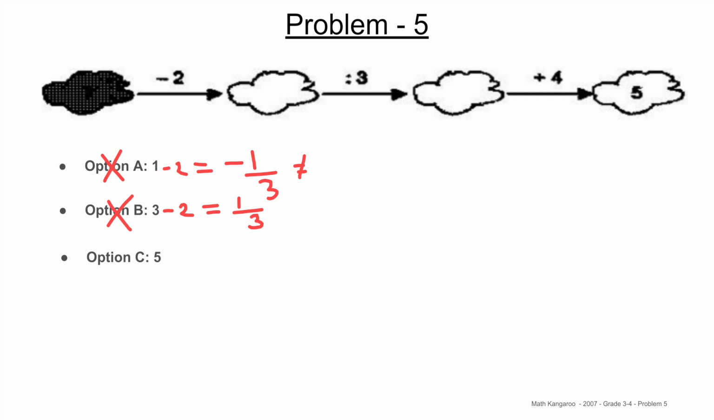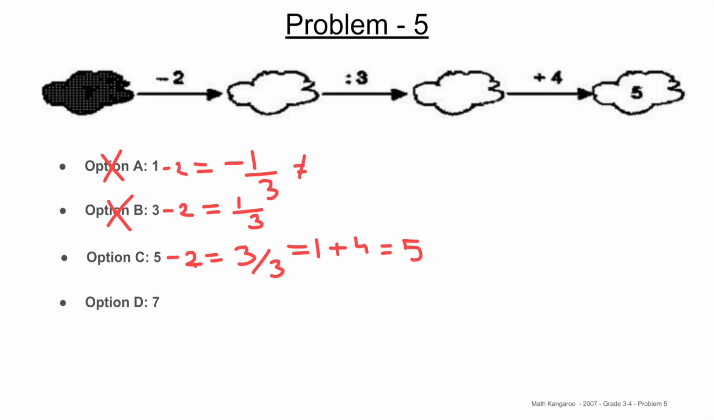Option C, 5. Start with 5, 5 minus 2 gives us 3. 3 divided by 3 gives us 1. 1 plus 4 gives us 5. 5 is the number we are looking for. Let us move on and check the other options as well.